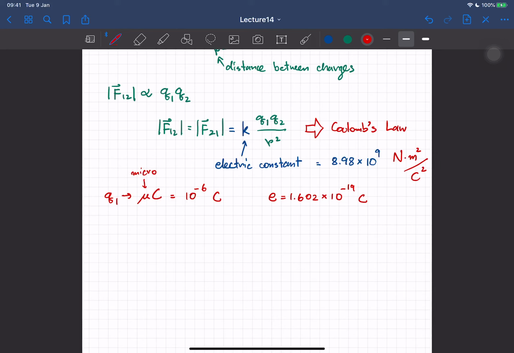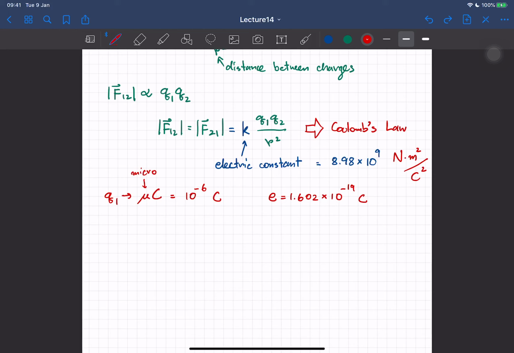So sometimes the amount of charge is given to you not exactly in microcoulomb, but it's given to you in how many e's. So if you say that Q1 is 4e, then Q1 is 4 times this number. And you can see that this is a lot less than a microcoulomb, but it's just a different situation. It depends on what we are talking about here.